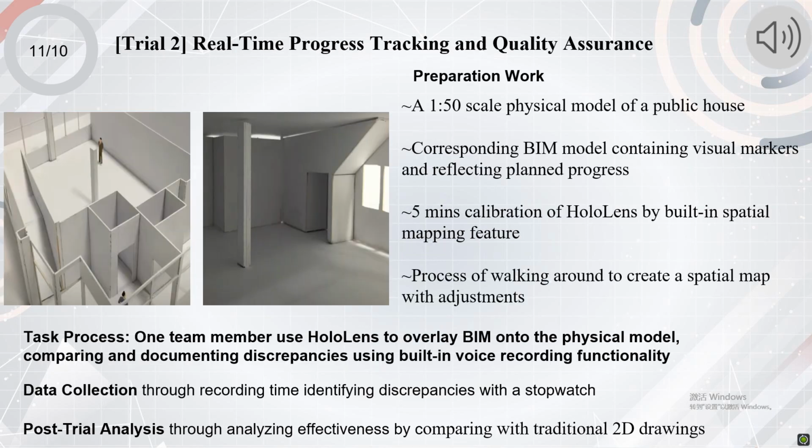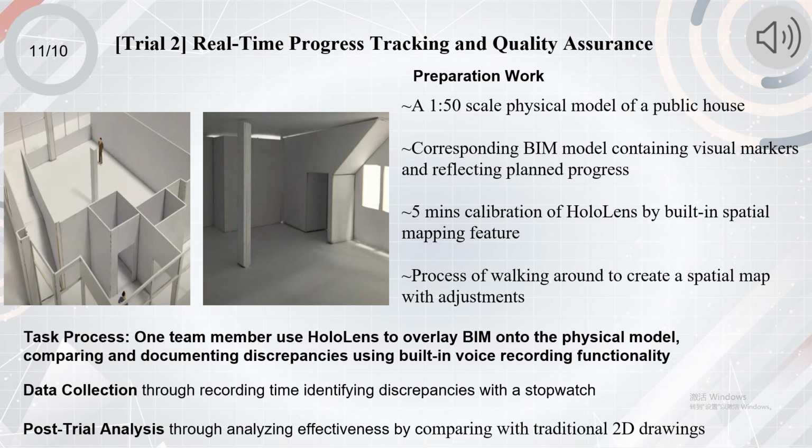Experiment 2 simulated a real-world construction site using a constructed physical model and a corresponding BIM model. Team members used HoloLens to overlay the BIM onto the physical model, comparing the physical process to the design. The goal was to measure improvements in discrepancy detection. Processes were similar to the last experiment: there are preparation work, task process, data collection, and post-trial analysis to explain the experiment process, which finally achieved a 10% increase in the early detection of discrepancies.